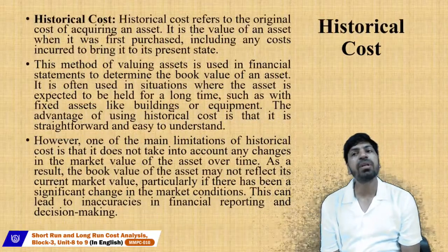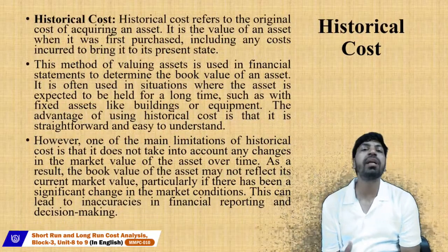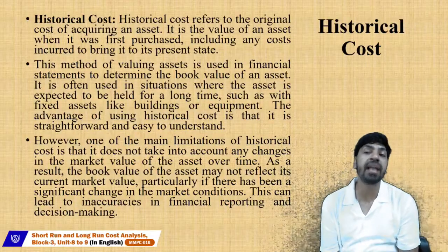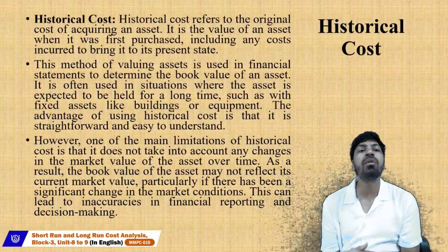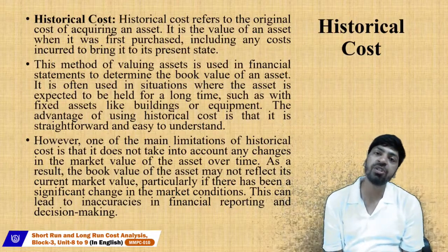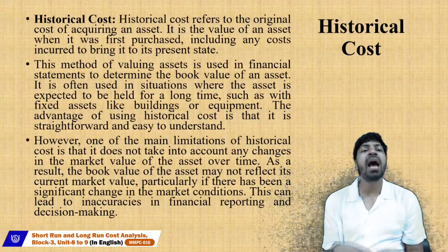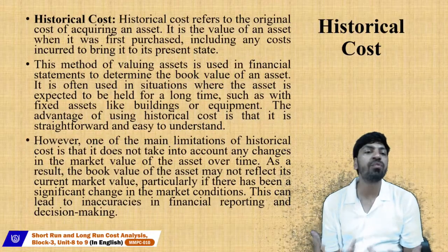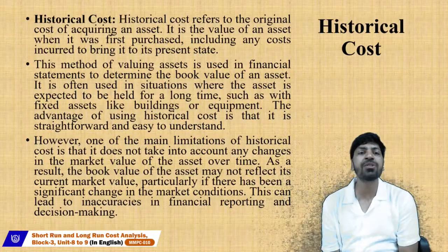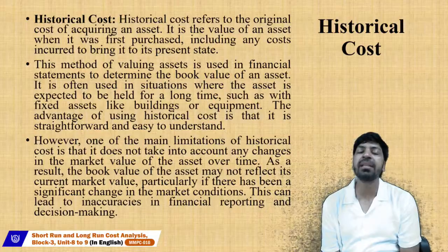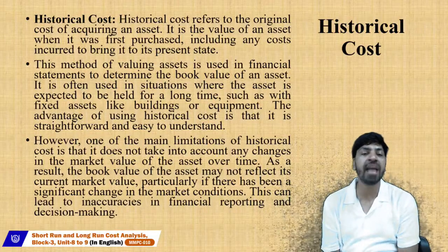Now we can come up to the historical cost. Historical cost refers to the original cost of acquiring an asset. It is the value of an asset when it's first purchased, including whatever cost is involved in bringing it to its present condition. This method is used in the financial statements to determine the actual book value of an asset.